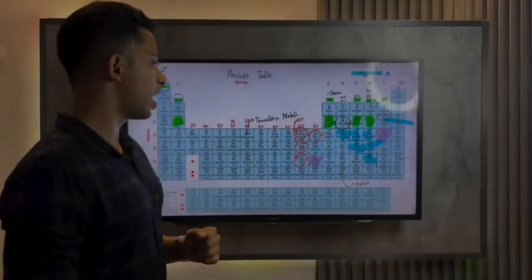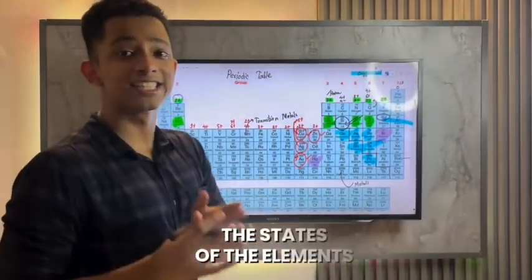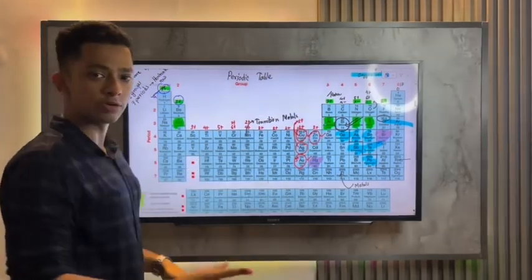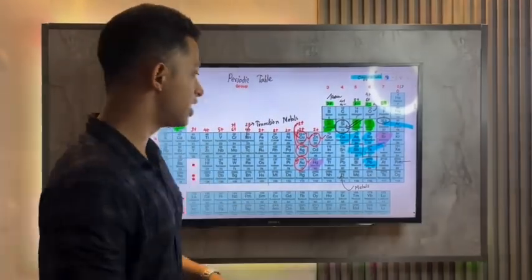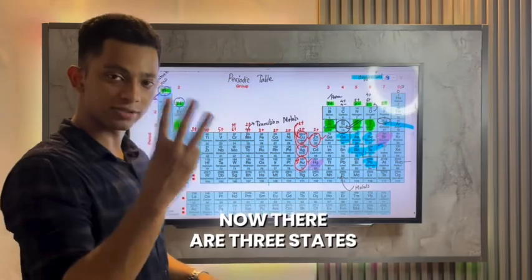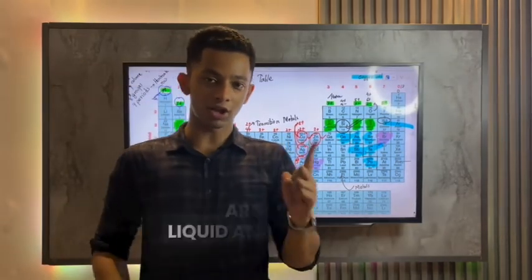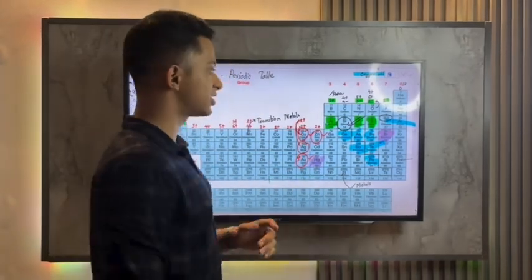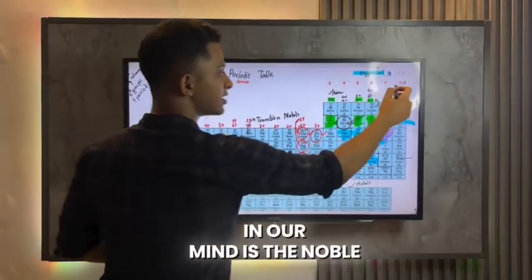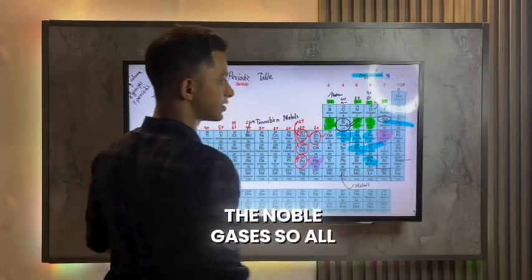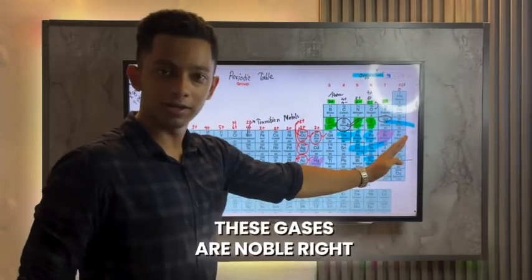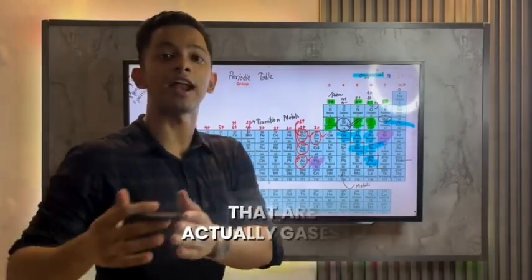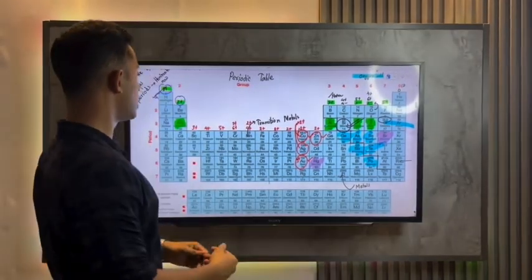So at first, I'm going to talk about the states of the elements in the periodic table. As you all know, we have 118 elements in the periodic table, and let me just talk about the states. Now there are three states that we all know, that are solid, liquid, and gas, right? If I talk about the gases, the first thing that comes to our mind is the noble gases, right? The noble gases. So all these gases are noble, right? And then the other gases in the periodic table are hydrogen.